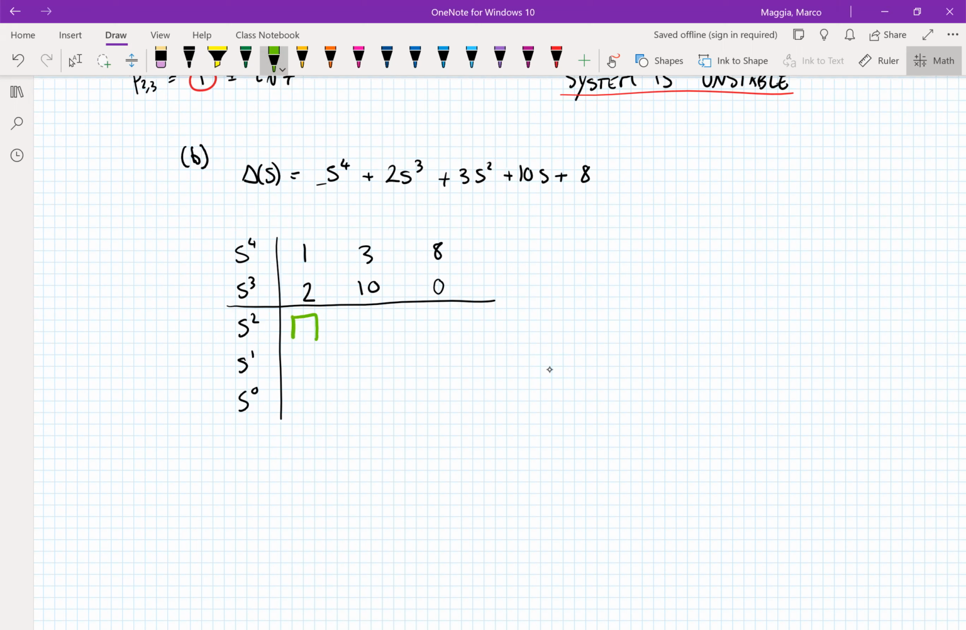Now let's start computing this green box element. So we're referring to these 4 coefficients. So the green box is going to be 2 times 3 minus 1 times 10 divided by 2. So we have 6 minus 10, which is minus 4, divided by 2 is minus 2.